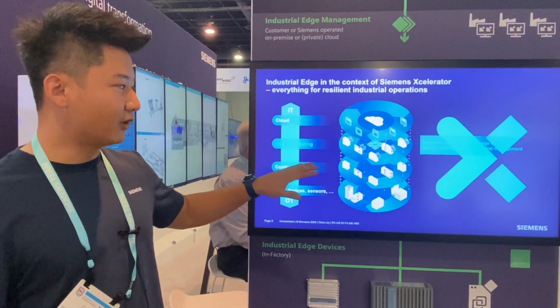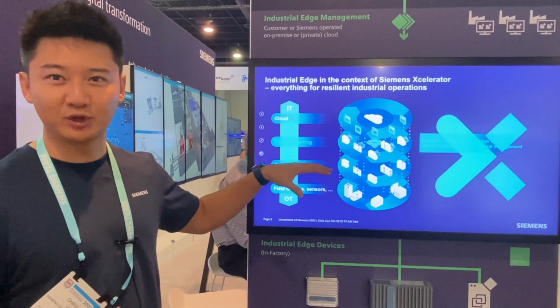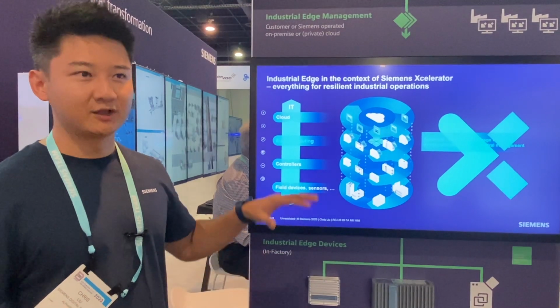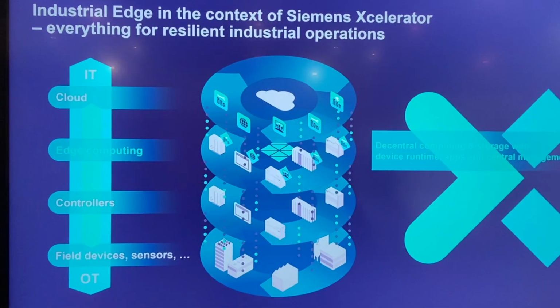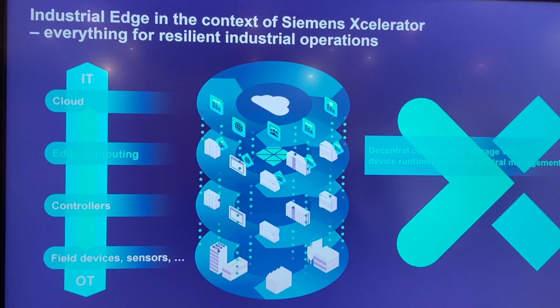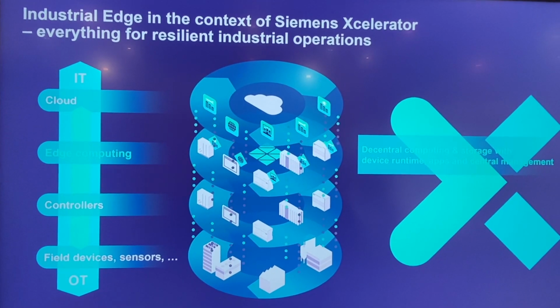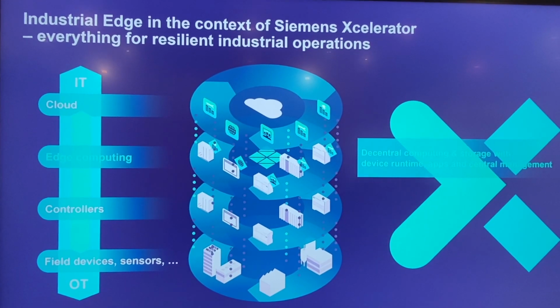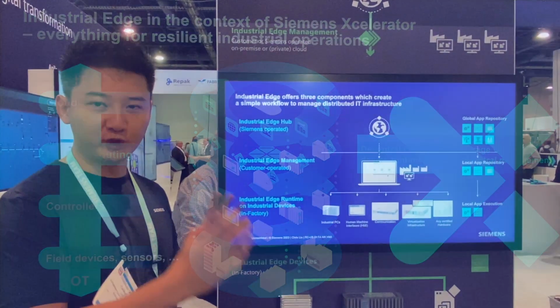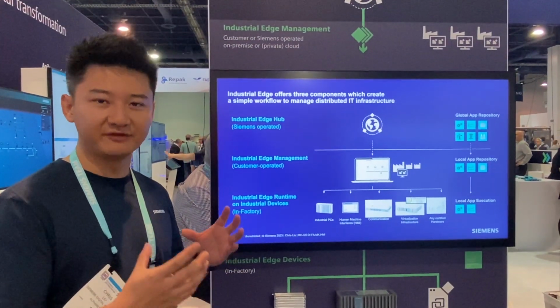But then all this data, you can actually use an edge computing platform, our Industrial Edge, to collect this data in real time. And you can even store this data locally on the same edge device or run advanced, complicated analytics applications on the same device. The three key components that make up Industrial Edge.